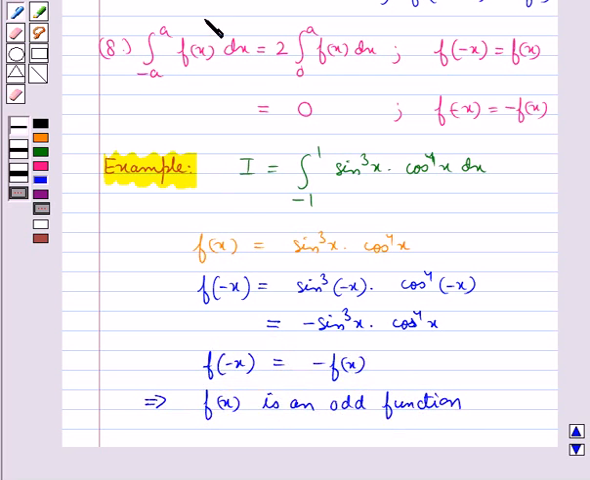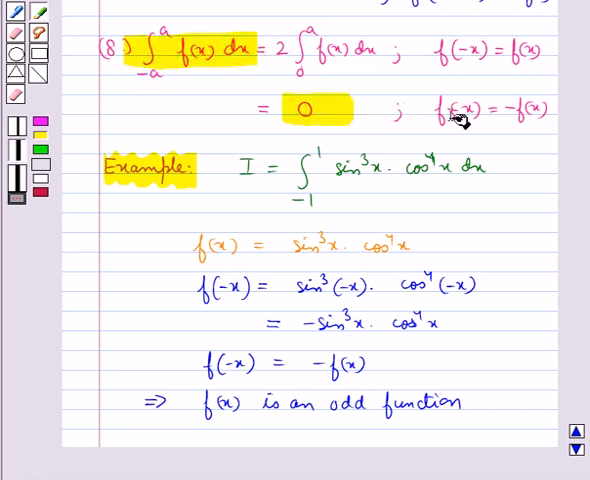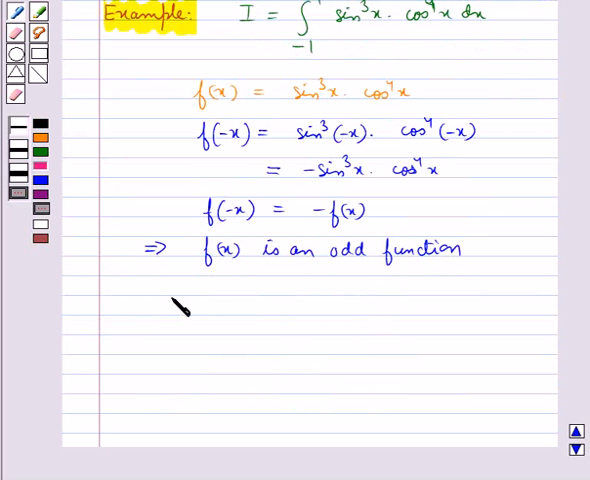And so from this eighth property, in which we have integral minus a to a f(x) dx is equal to 0 if f(minus x) is equal to minus f(x), the value of I would be equal to 0.